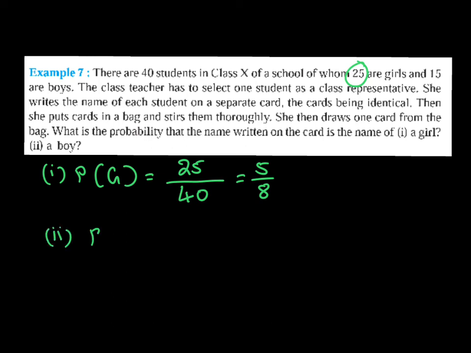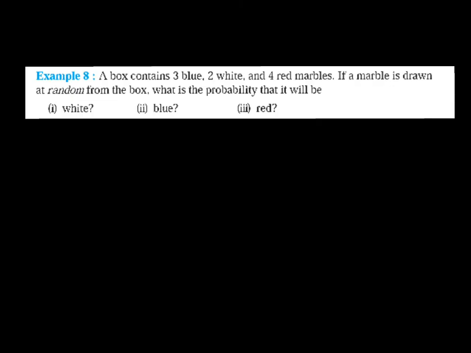Now we can easily find out the probability of the boy. It can be 1 minus 25 over 40, or we can do it the same way. Total number of students 40. There are 15 boys. So it's going to be 15 over 40. That's going to be 3 over 8. So very easy. Let's look at this.